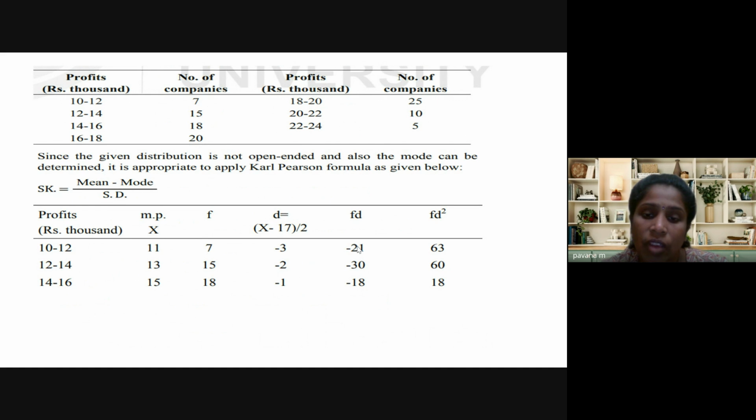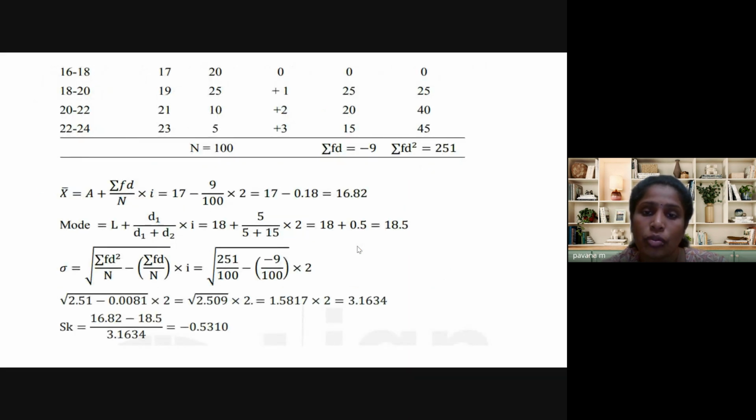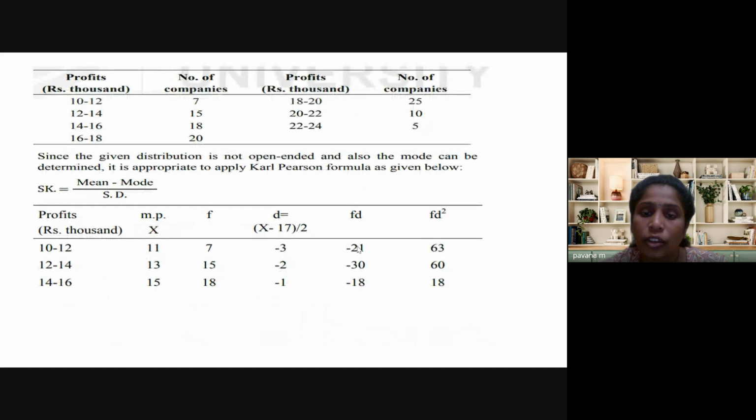Once you get the D values, then you have to calculate the FD. FD means frequency into D value. So 7 into minus 3 is minus 21, 15 into minus 2 is minus 30, 18 into minus 1 is minus 18, 20 into 0 is 0. So like that you have to calculate the FD values. Then you have to calculate F into D square values.